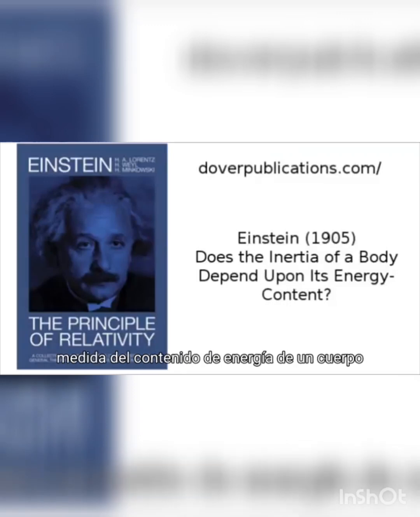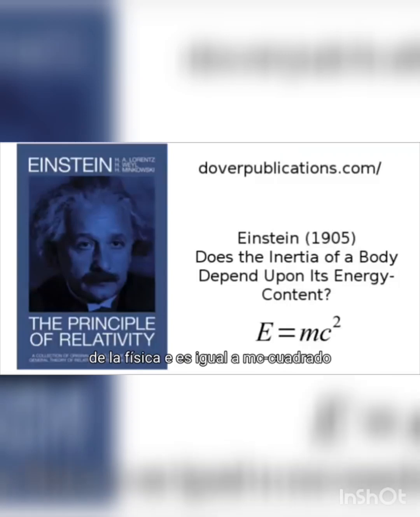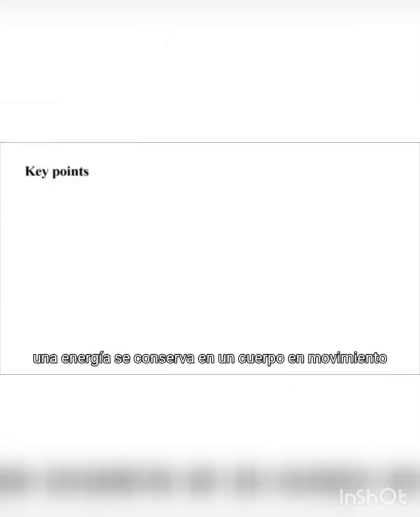Mass is a measure of the energy content of a body, expressed in arguably the most famous equation of physics, E equals mc squared. Here are the key points of his argument. 1. Energy is conserved. 2.